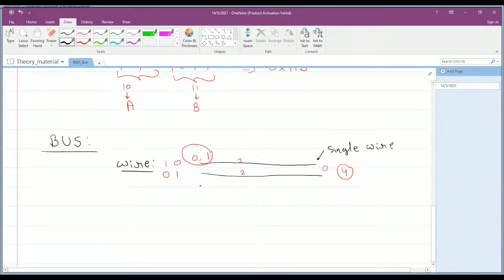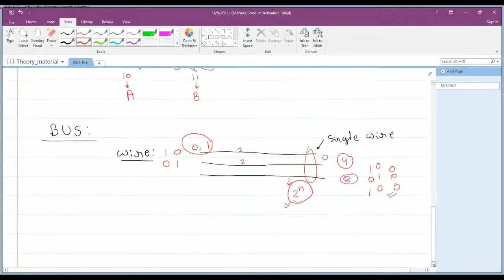Similarly, if we take it to 3 wires, it becomes 8. The total information that can be carried by these wires becomes 8, by these 3 combinations. By increasing the lines, it keeps increasing by the order of 2 to the power n, where n is the number of wires. So if there is 1, it is 2. If there are 2, it is 4. If there are 3, it is 8. Keep this in mind.